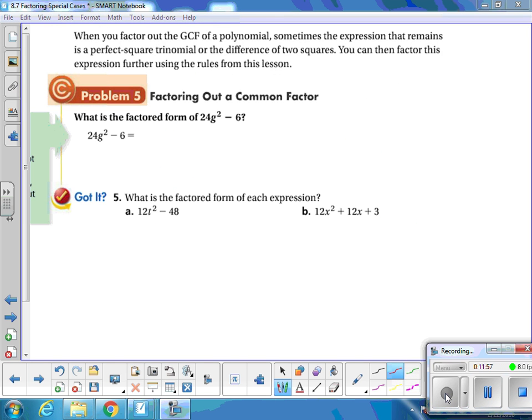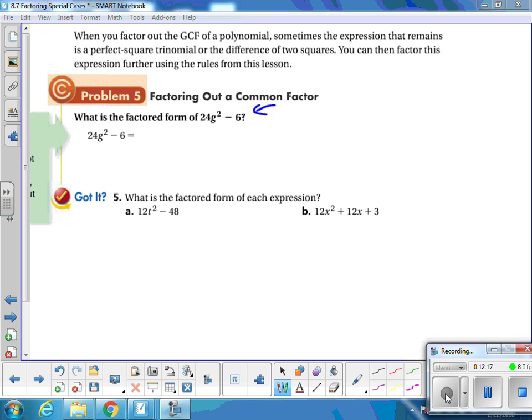All right, for this guy here, we're going to factor out a greatest common factor of a polynomial. Sometimes the expression that remains is a perfect square trinomial, or the difference of 2 squares. You can then factor this expression further by using the rules from the lesson we were talking about. So let's look at this. Right here, look at this expression.